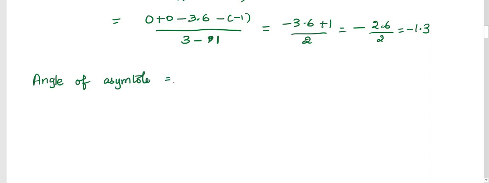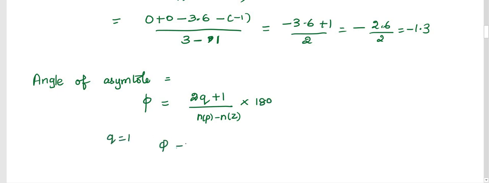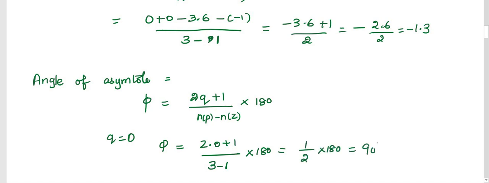So how to find the angle of asymptote? The formula is (2q plus 1) divided by (number of poles minus number of zeros) into 180. First substitute q equal to 0. So (2 into 0 plus 1), number of poles 3, number of zeros 1, into 180. That is 1 by 2 into 180, which is equal to 90. This is asymptote number 1.